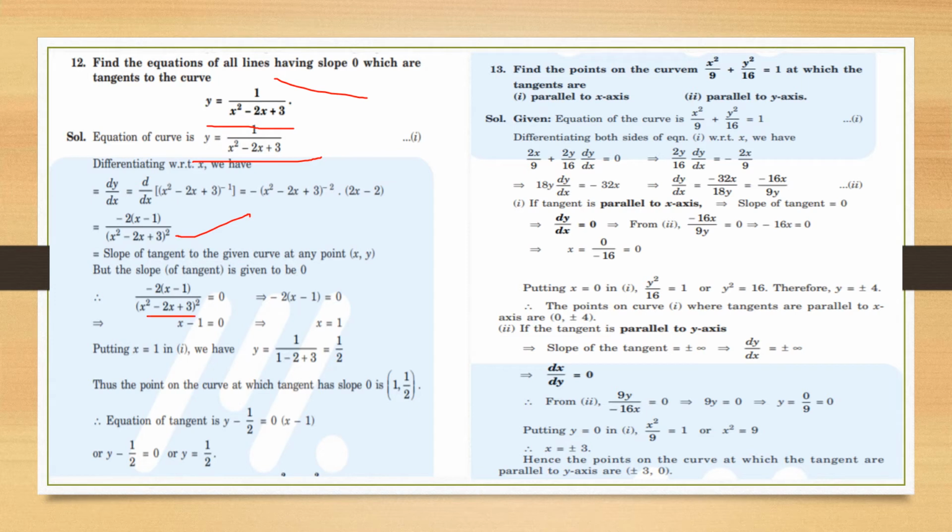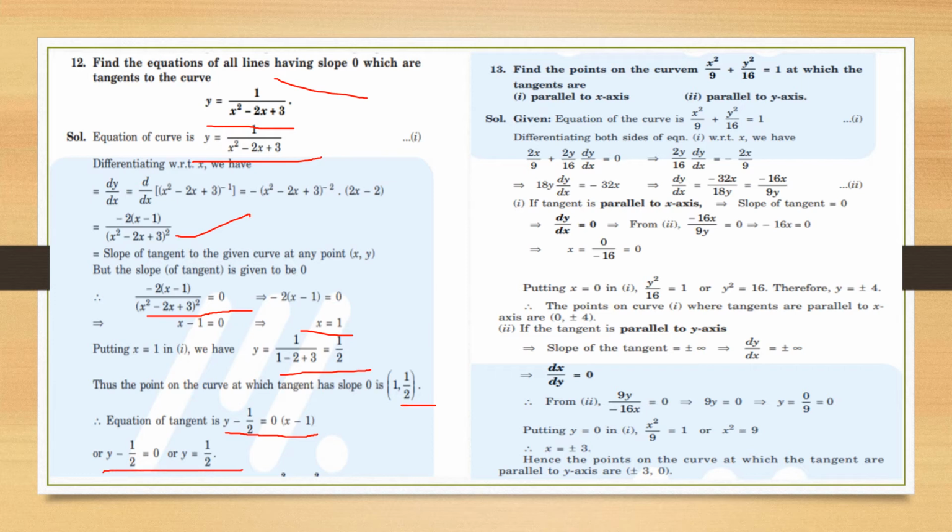Now this is given as 0, so equate it with 0. I'll get x as 1. And accordingly, y is half. So the point is (1, half). And the equation of the tangent again can be calculated by using y minus y1 equal to m times x minus x1. As m is 0, I'll get y equal to half.